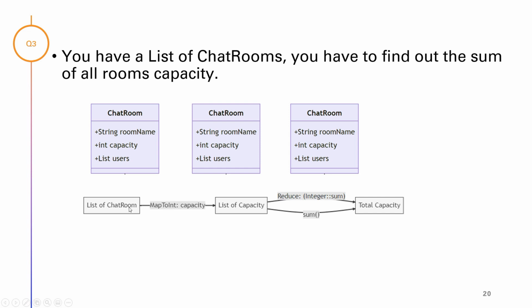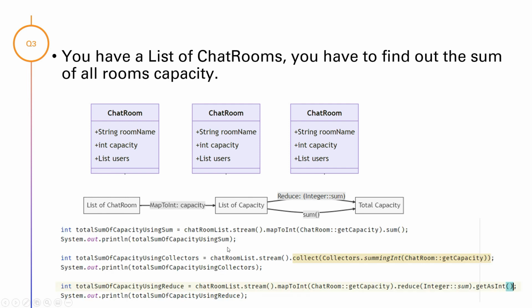Anything you can use. So if I show you snippets, chatRooms is just a stream, then mapToInt, and from the stream of chat rooms I will get the stream of capacities. Once I get the mapToInt stream of capacities, then I can apply sum. This will give me the total capacities across the chat rooms.